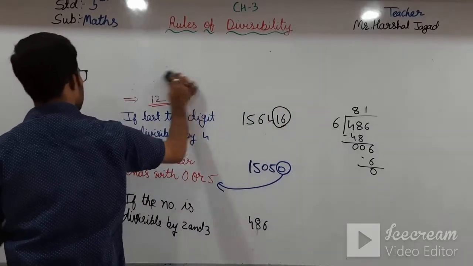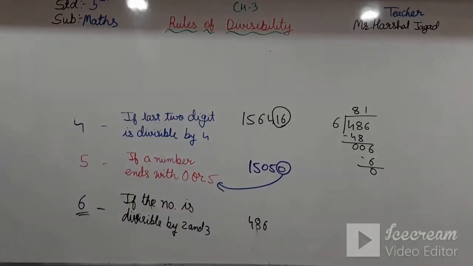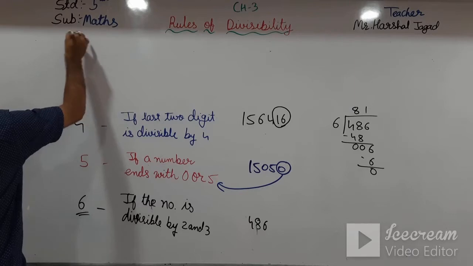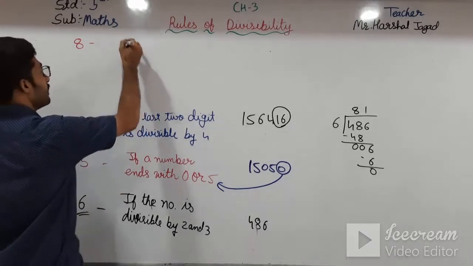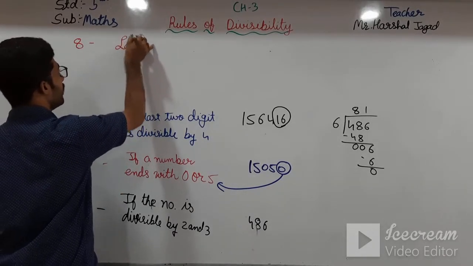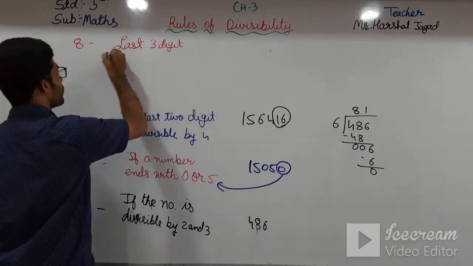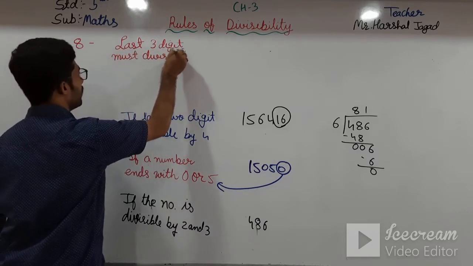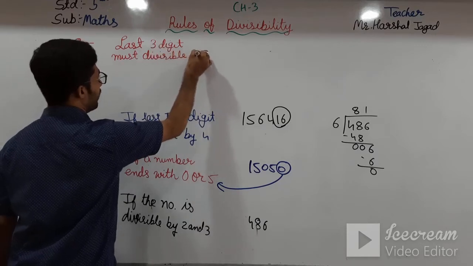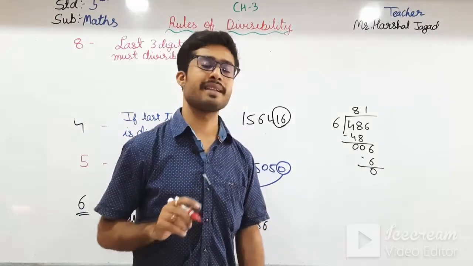So if a number is divisible by 8, then, checking the divisibility test of 8, the last 3 digits must be divisible by 8. Okay students, the last 3 digits must be divisible by 8.